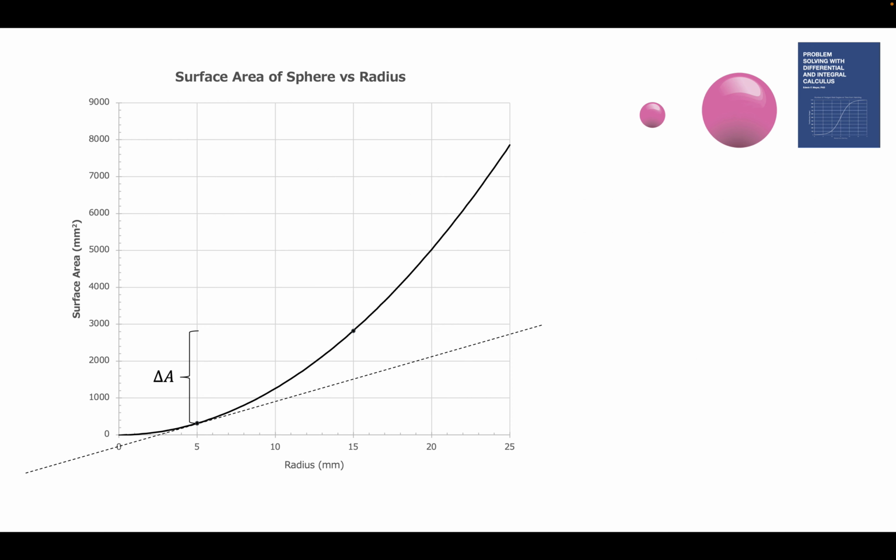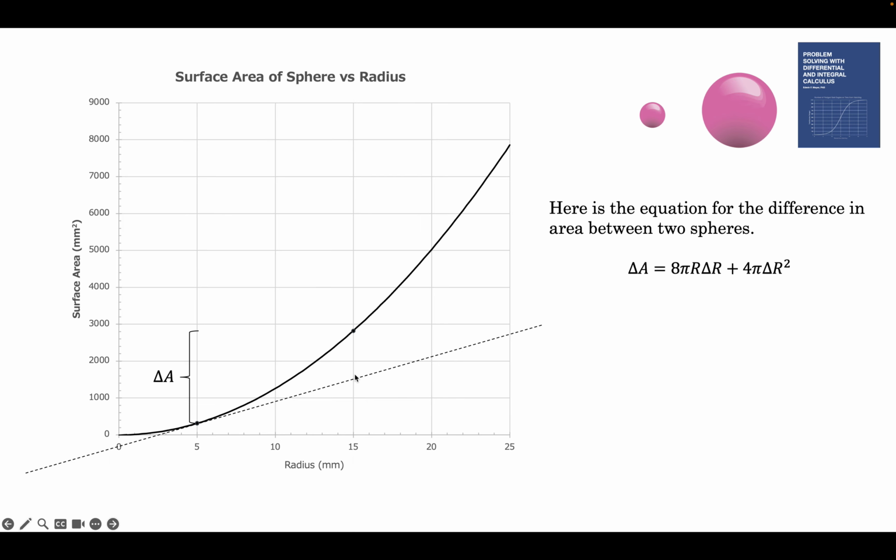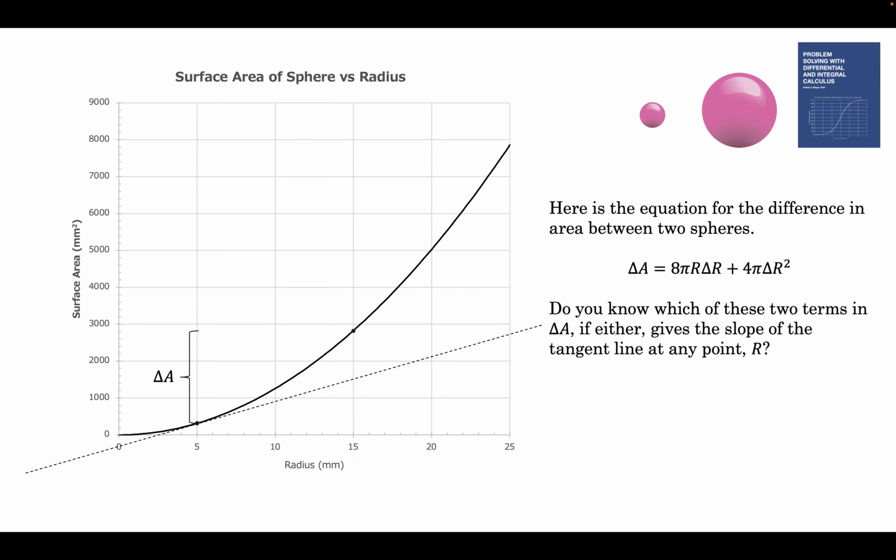And we can look at it on a graph. All right? So starting at 5, there's the tangent line. If you're close to 5, the tangent line follows the actual line. But once you go way over here, the tangent line is way off. The actual delta A is way up here. The delta A from the linear term is down here. So delta A is 8 pi r delta r plus 4 pi delta r squared. The slope of the tangent line at the point r, 5 millimeters, we can ignore this one. We can ignore the squared term.